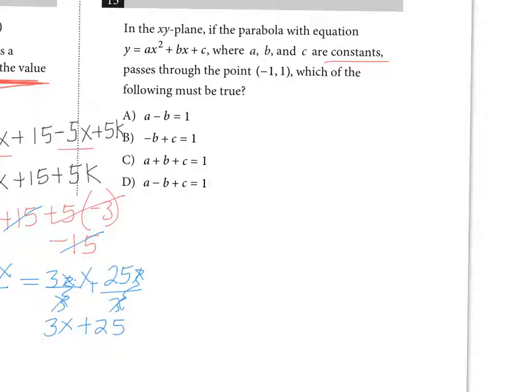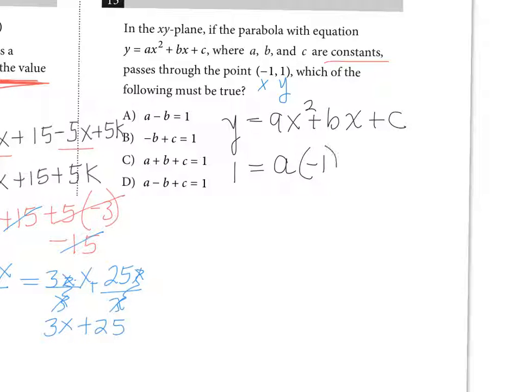Well, if they give me the point -1, 1, that means that the x is -1, and y is 1. So I can go into the equation and substitute the x for -1 and the y for 1. So let me just copy the problem first. y equals ax squared plus bx plus c. Instead of the y, put 1. Instead of the x, put -1, in parentheses because that quantity is squared. And then x is -1, and then plus c.